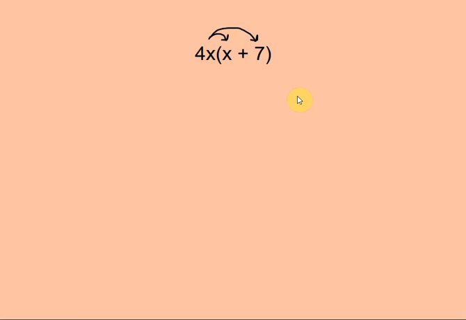So we multiply 4x times x. Anytime we multiply variables, we add the exponents. So there are little understood ones for our exponents on the x's. So when we multiply 4x times x, that gives us 4x squared, because x times x is x squared. And then 4x times 7 would be 28x.